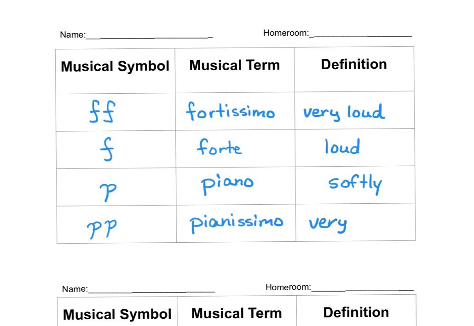Now, if you need to pause this video so that you can copy these words, that would be a good idea. Now, when you are listening to the next couple of selections, your finger can go up on your chart when the music gets louder, and it can go down on your chart when the music gets softer.